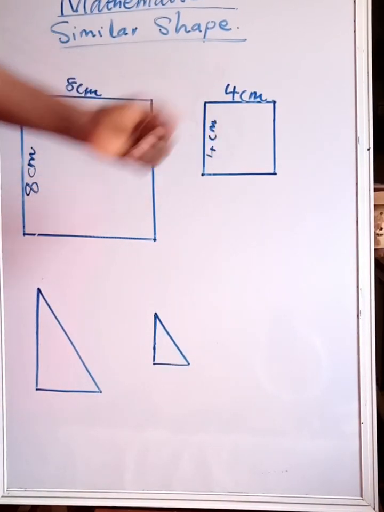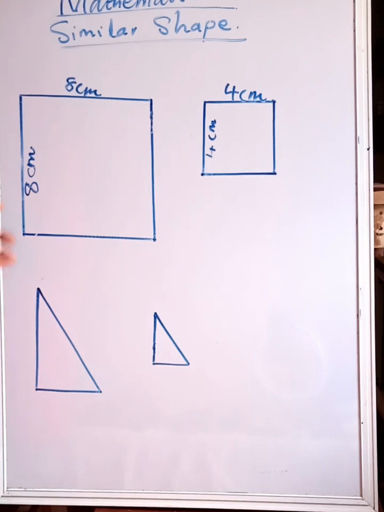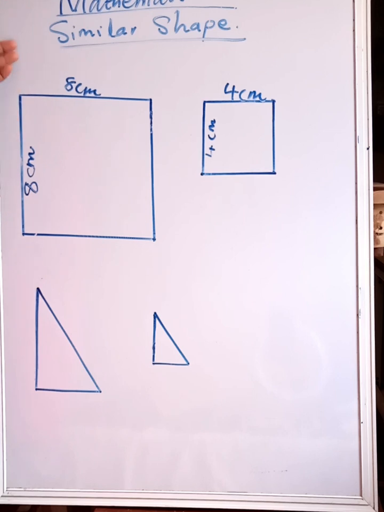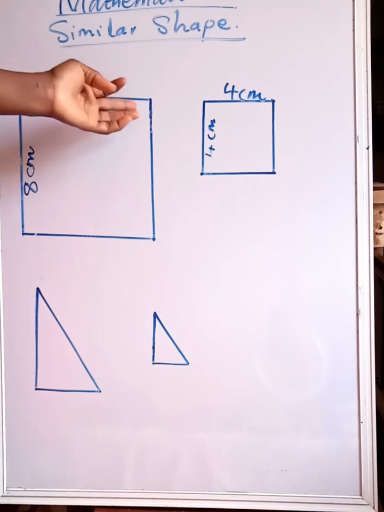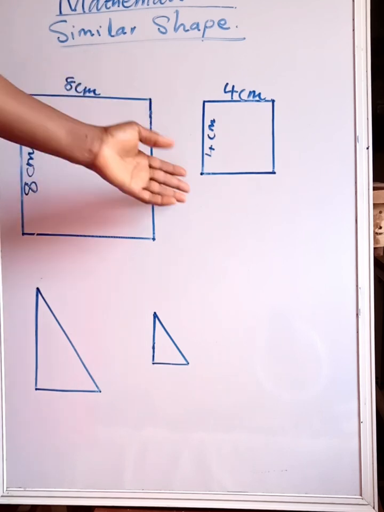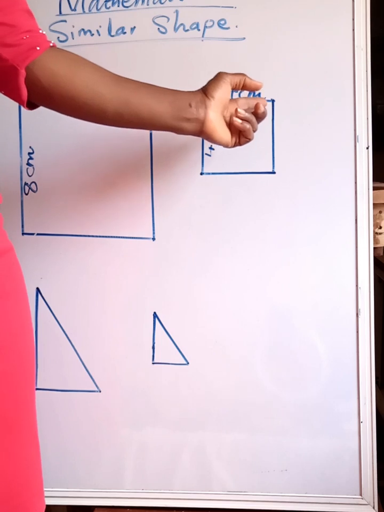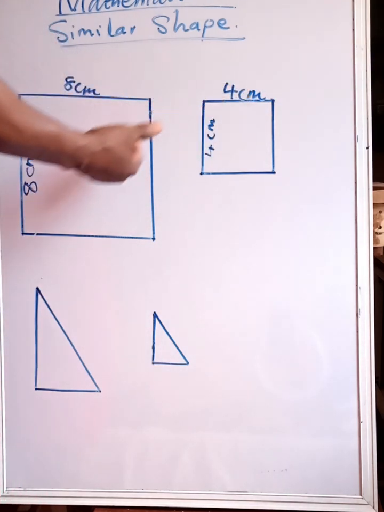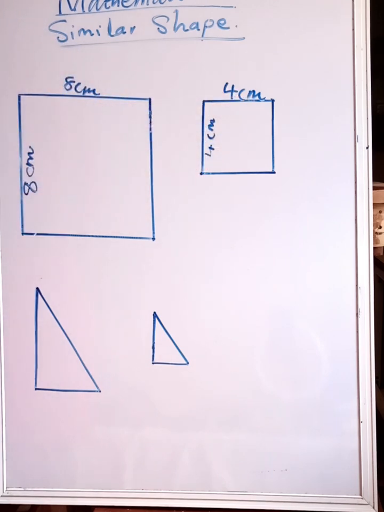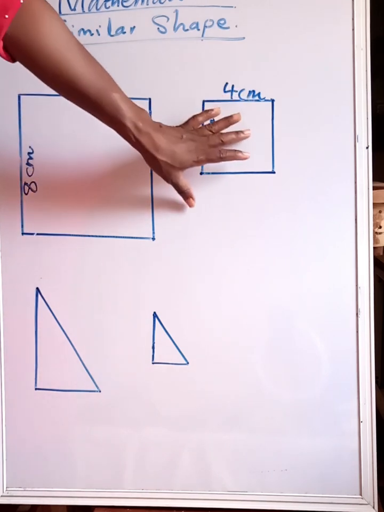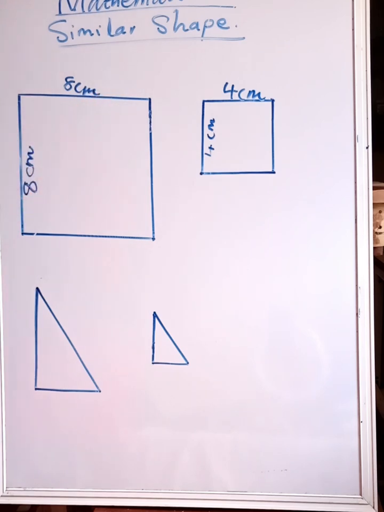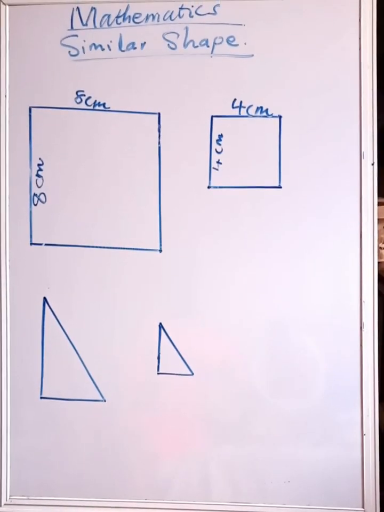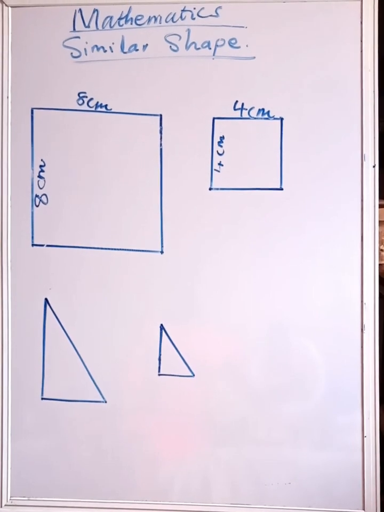We have two squares. By measurement, we were able to establish that the length of this one is 8 cm, while the width is 8 cm. Here, the length is 4 cm and the width is 4 cm. So you can see that they are similar. The squares are similar. The difference is that this one is smaller than this one. So we say that the two squares are similar to each other.